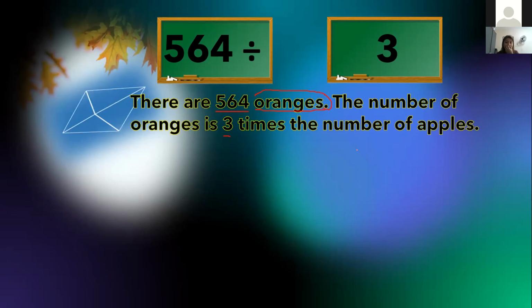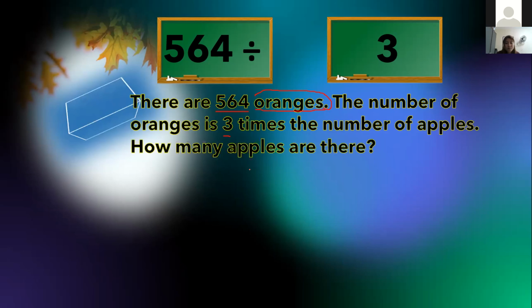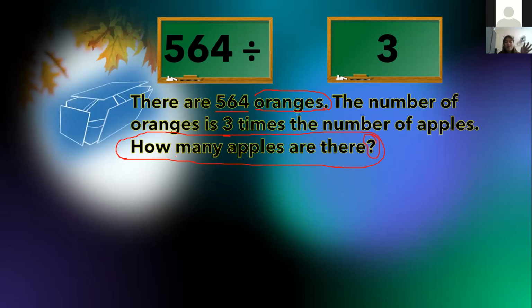So the apples are fewer than the oranges. Okay, so it means we have to divide, because we know that the operation that we will use is division. So in your book, the question here again is: how many apples are there? We can know this is the question of our problem because we have the question mark. Okay, so it's easy to recognize where the question is in the word problem.